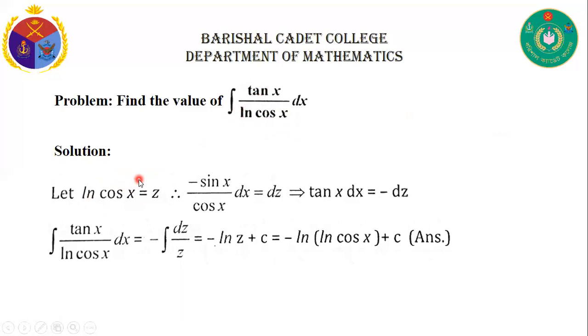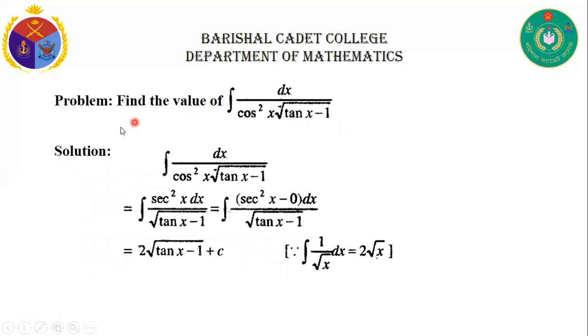We know that the derivative of ln x is 1 by x, so here we have 1 by cos x, and the differentiation of cos x is minus sin x, so we have minus sin x by cos x, and that is tan x, so minus tan x dx. Here we have tan x dx equal to minus dz. Putting this value here, tan x dx is minus dz, and ln cos x is z, so the integral of z dz. After integrating, we get minus ln z plus c, and putting back the value of z, we get minus ln cos x plus c.